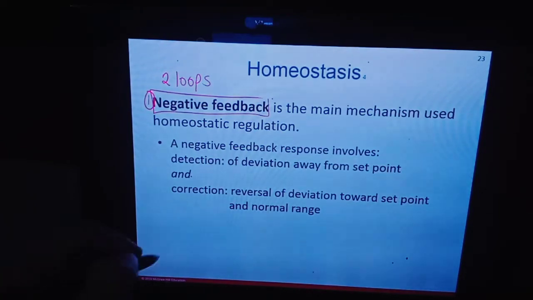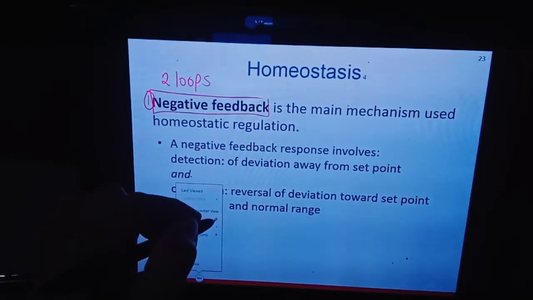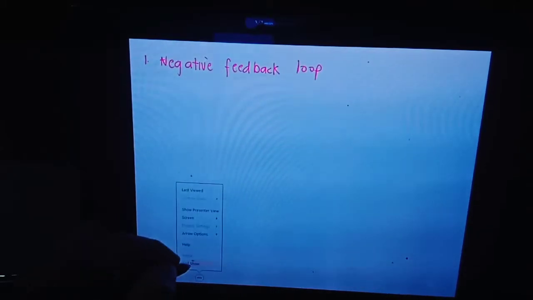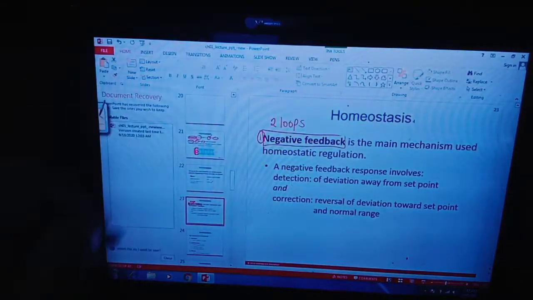This is what happens, guys. Let's illustrate it. We just need to discuss this. White screen. Okay, what are we discussing, guys? Your negative feedback loop. I think I prefer to use Windows Journal for this. Yes, this is better. Your two kinds of loop: we have your negative feedback loop.